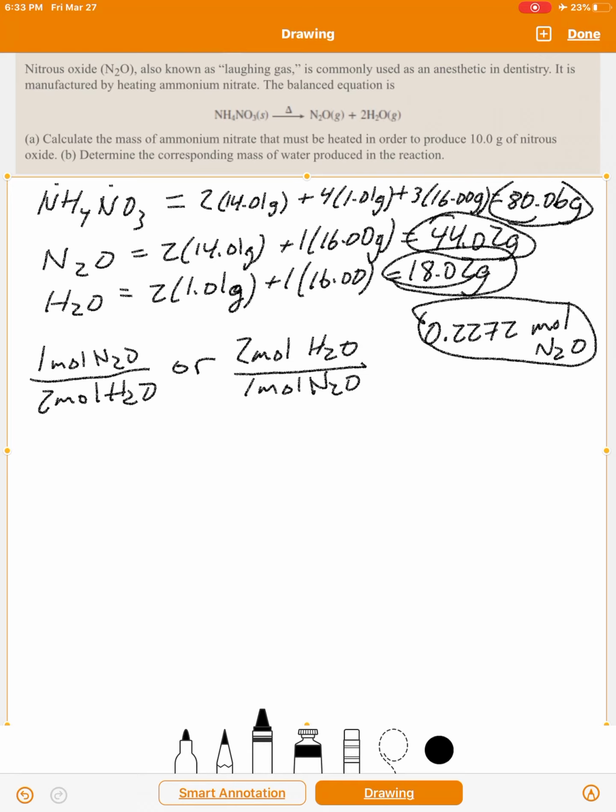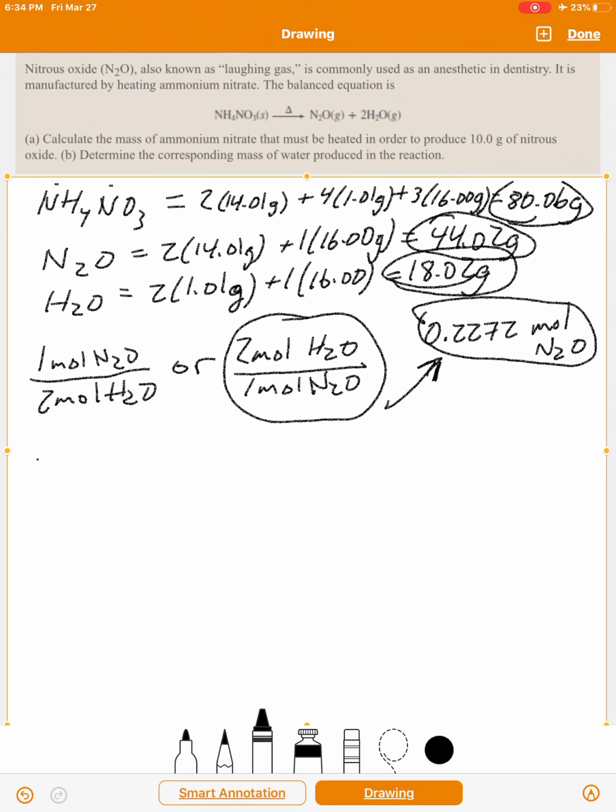It's not like you could ever have 1 mole of N2O and 3 moles of water, or 7 moles of N2O and 2 moles of water. The ratio is given by the balanced equation. It's 1 to 2, or 2 to 1 from the perspective of water. So that means that if 0.2272 moles of N2O are produced, that can be used to determine how much water is produced by using this ratio.